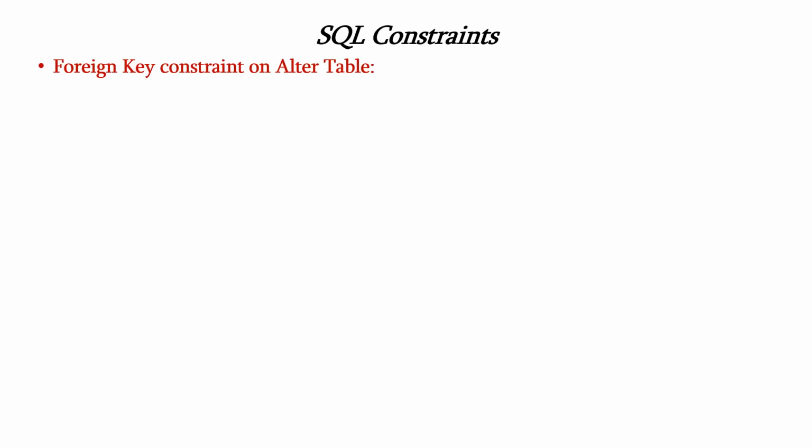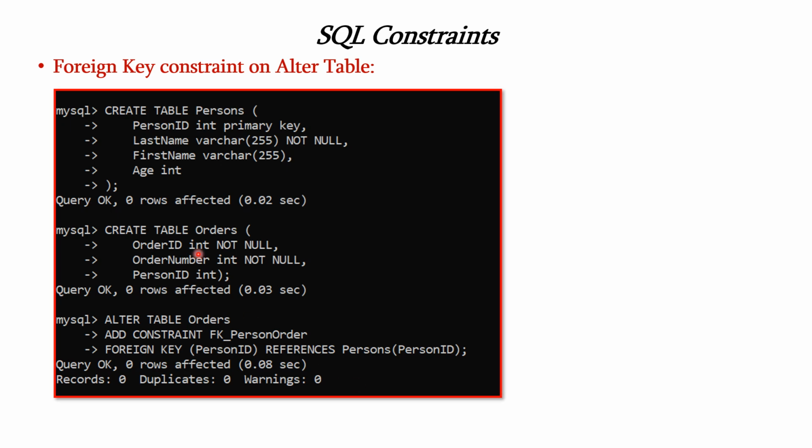We can enforce the foreign key constraint using alter table also. Here we have created the persons table, and the orders table is also created without the foreign key. Now if we want to enforce the foreign key on the orders table, we can do it like this. Alter table orders, we can add the constraint using the add constraint keyword, and the constraint name is fk person order, and foreign key is the keyword. The column for which we are going to enforce it is person ID. So foreign key of person ID references the parent table persons of person ID. Once we execute this statement, this foreign key is enforced for this child table orders.